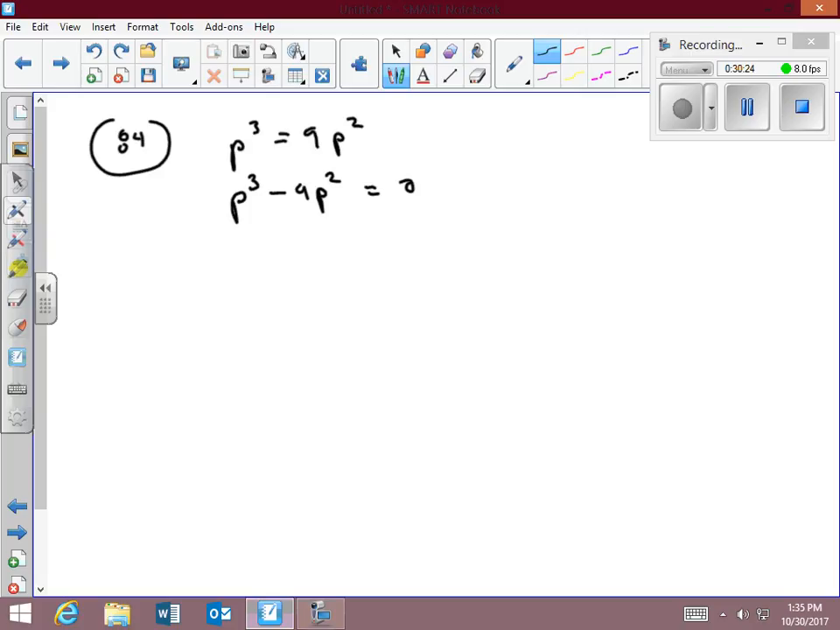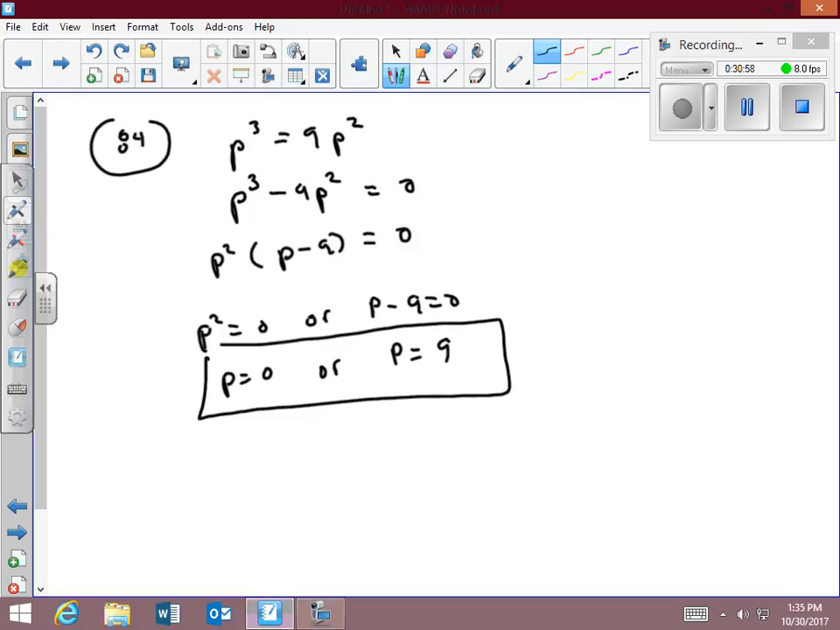Common factor, you take the p squared out, right? And then you'd have p minus 9. Now then, it's completely factored, and you would apply the principle: p squared equals 0, or p minus 9 equals 0. So p has to equal 0, or p equals 9. And it just says solve. So these are your two solutions to that problem.